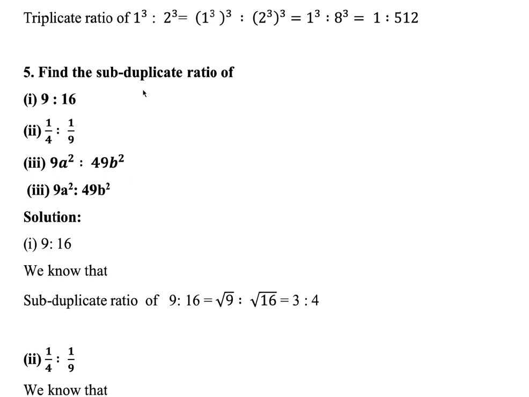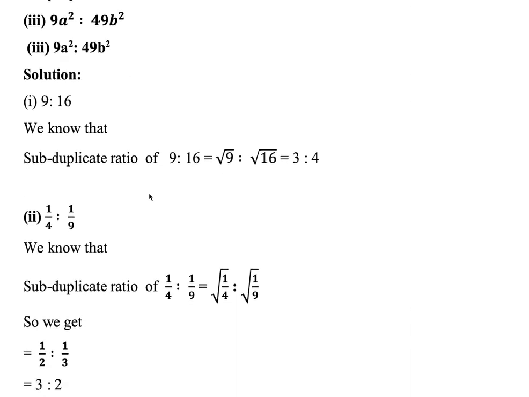Find the sub-duplicate ratio of 1, 2, 3, 4. 4 problems are given over there. 9 is to 16. If you want to calculate the sub-duplicate ratio, just take the root of both sides. So root over 9 is to root over 16. That comes to 3 is to 4.